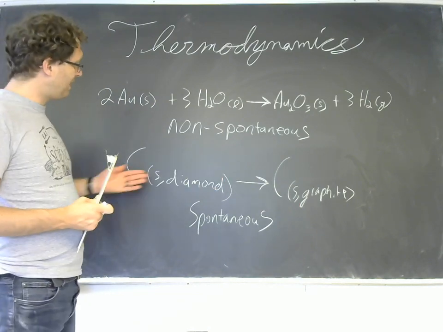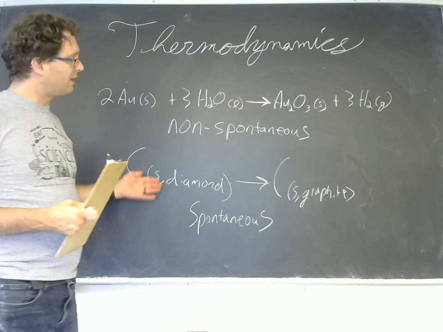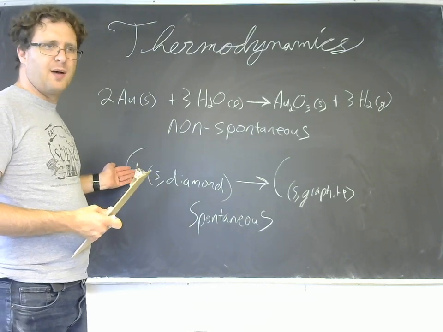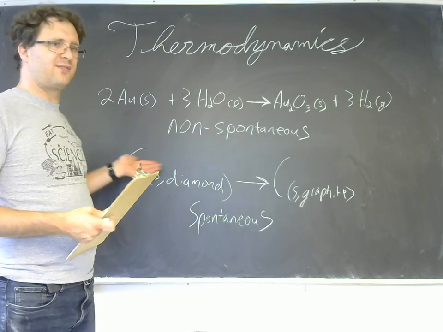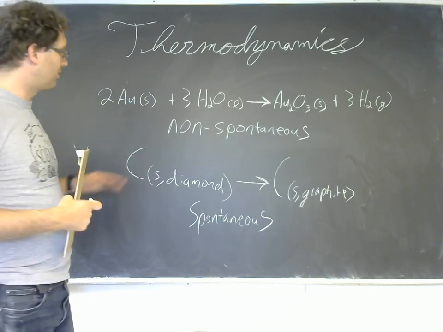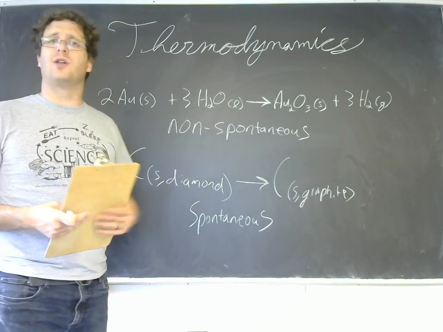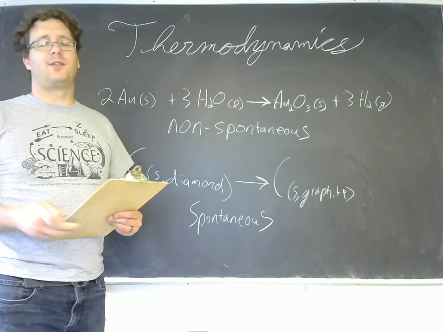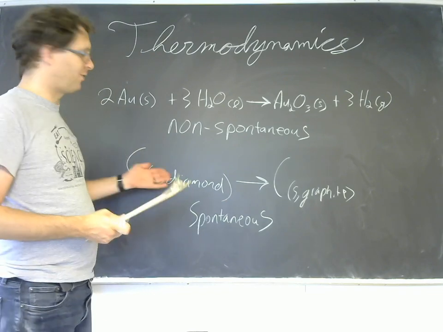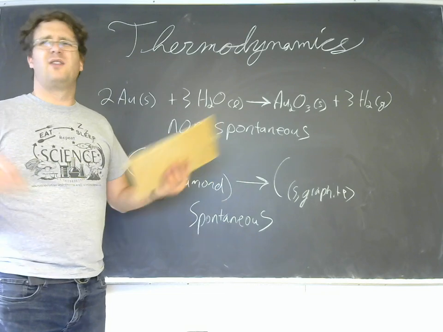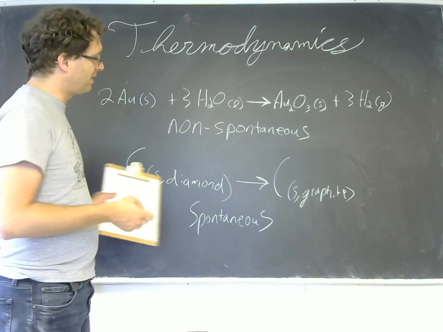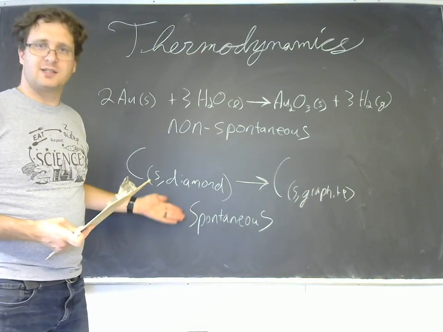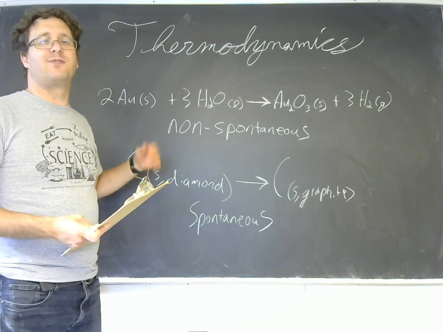Now, that doesn't mean that your diamond jewelry is about to turn into graphite. We don't observe this reaction in nature either, but technically it's just because this is a very, very slow reaction. This reaction is so incredibly slow that it would take longer than the 13.5 billion year lifetime of the universe for a diamond to turn into graphite. So for all intents and purposes, this reaction will never occur. And yet, from a perspective of chemical thermodynamics, it is a spontaneous reaction. It's simply very, very slow.